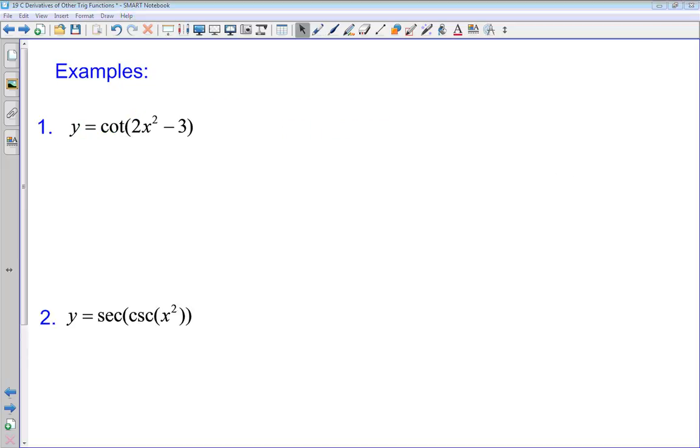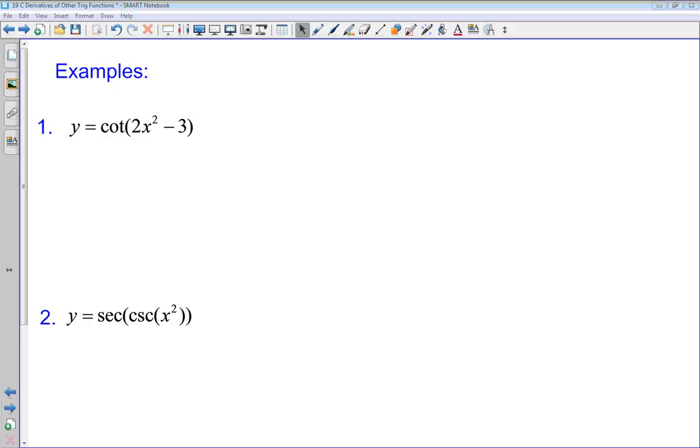Okay, so let's practice those derivative rules. We'll do three little examples here. Again, just have those derivative rules down on a piece of paper beside you as you approach these examples. So our first one, y is equal to the cotangent of 2x squared minus 3.